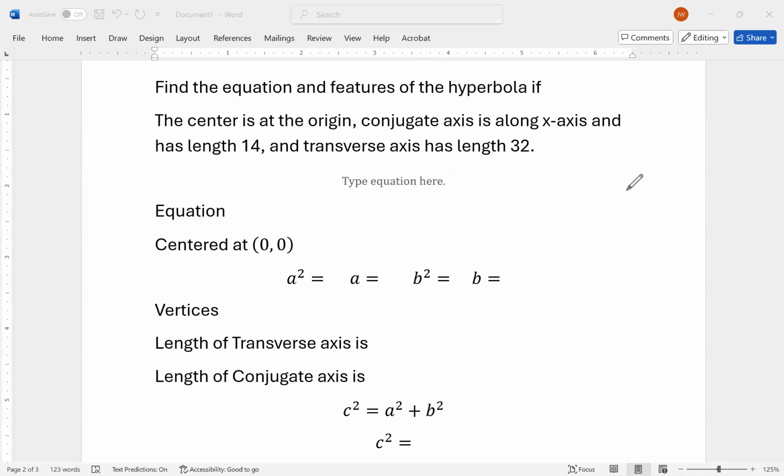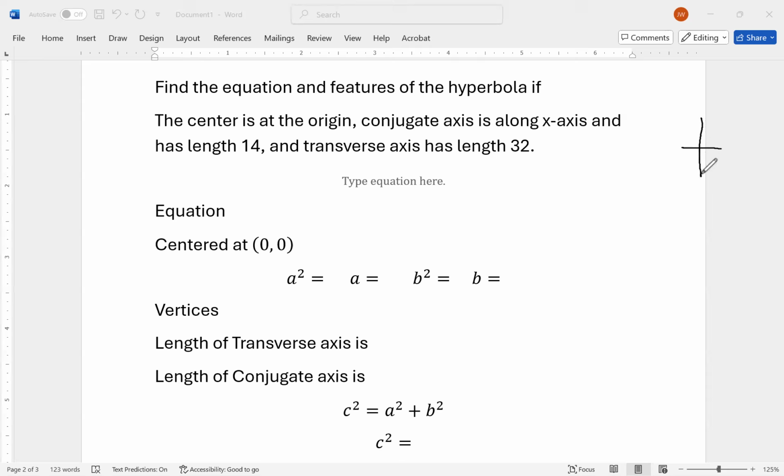All right, so now I'm ready to do this. First off, we're centering this at the origin. So we know our equation is going to look like one of two options. Either y squared over a squared minus x squared over b squared is equal to 1, or I reverse the roles of x and y. In this case, it says the conjugate axis is along the x-axis. That means the transverse axis is along the y-axis if the center is at the origin. So the transverse axis is going up and down.